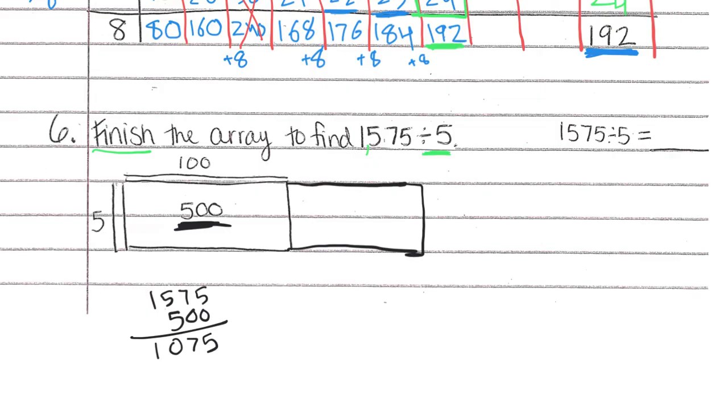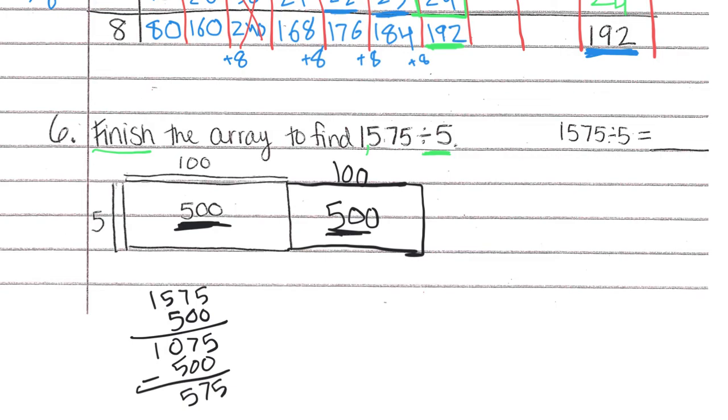1,075 left. Yeah, there's enough room to do another 100. And then once again, 5 times 100 is 500 again. Now I have 500 and 500. So if I take another 500 out of this, then my answer is 575. So that's how much I have left.